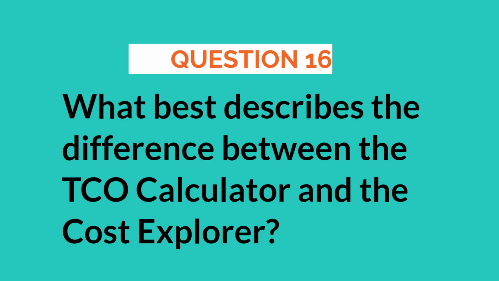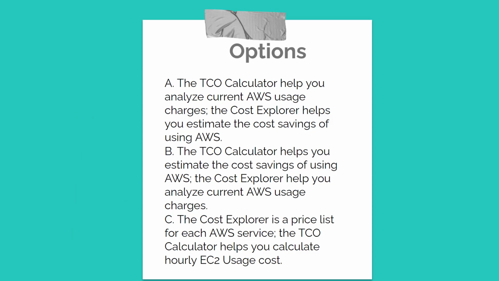Question 16. What best describes the difference between the TCO Calculator and the Cost Explorer? Option A. The TCO Calculator helps you analyze current AWS usage charges. The Cost Explorer helps you estimate the cost savings of using AWS. B. The TCO Calculator helps you estimate the cost savings of using AWS. The Cost Explorer helps you analyze current AWS usage charges. C. The Cost Explorer is a price list for each AWS service. The TCO Calculator helps you calculate hourly EC2 usage cost.